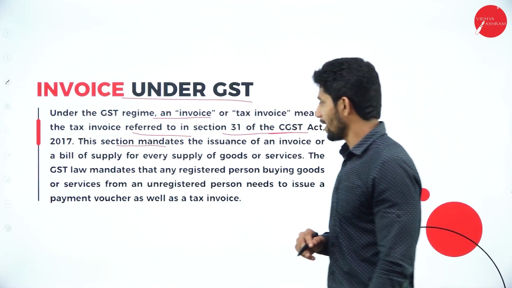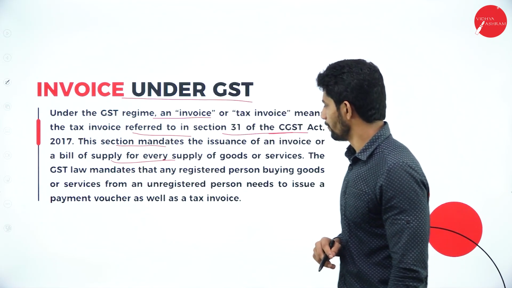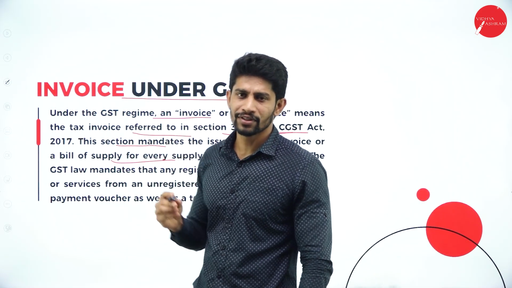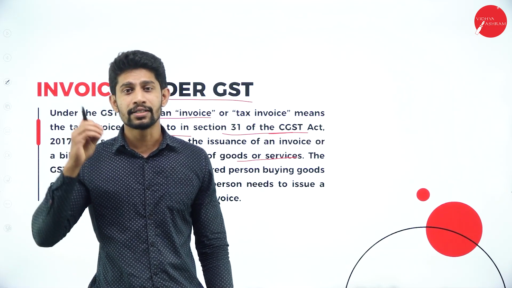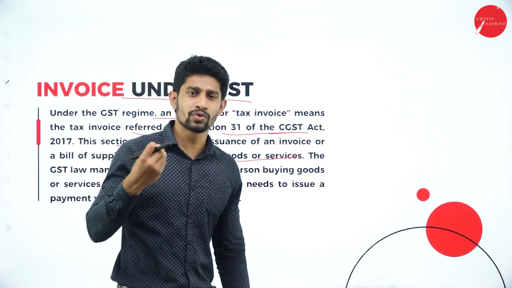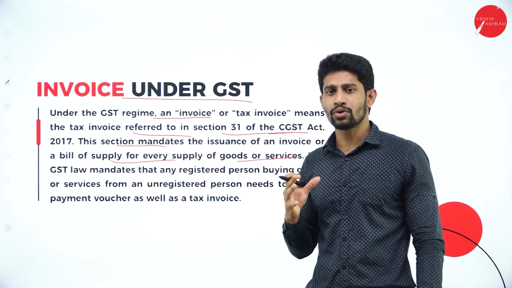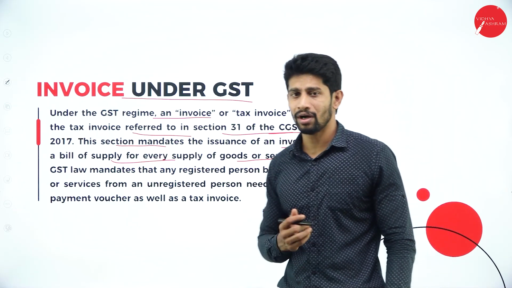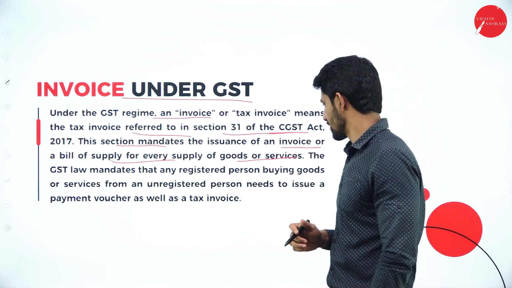This section mandates the issuance of an invoice or a bill of supply for every supply of goods or services. So according to section 31 of the CGST Act of 2017, it is mandatory for all the registered suppliers. That means the persons who are selling the goods and services, all the registered suppliers, are supposed to issue an invoice or a bill of supply to the recipient of the goods or services.